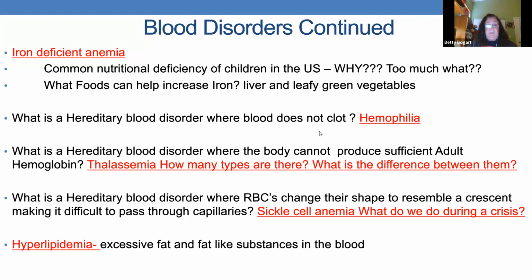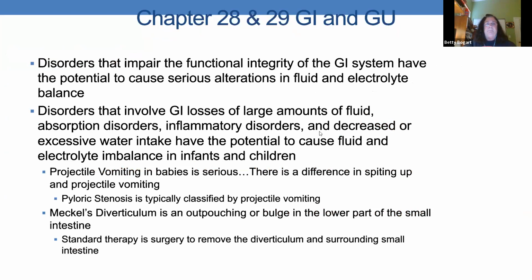Now, hyperlipidemia: lipids means fat. It means too much fat in the body. We talk cholesterol, right? Same thing, hyperlipidemia.